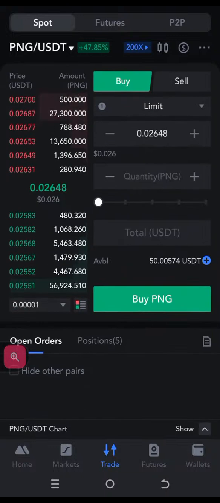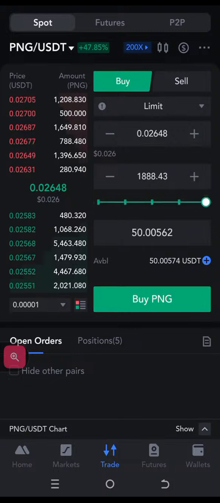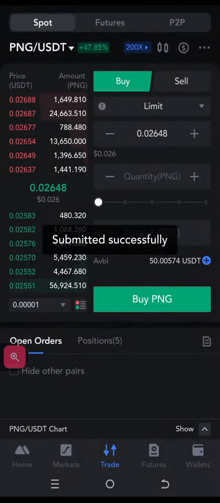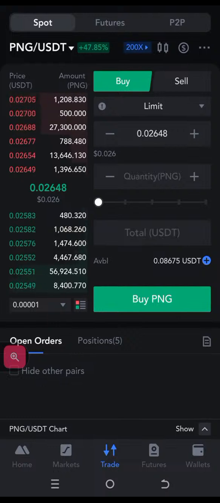It's looking like it's moving, it's moving. Let's go ahead and buy. It will go. Yeah, I think we have bought it. Let's take it to 227.